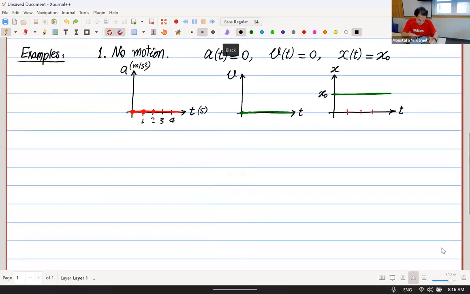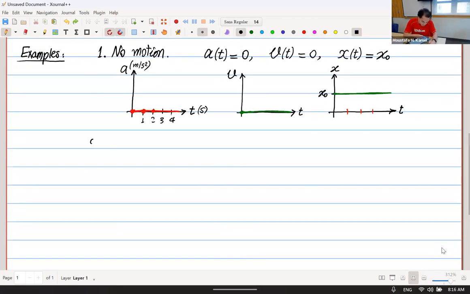Let's make it a little more interesting by allowing motion but without acceleration. So let's say we're moving with constant velocity. Okay. So motion with constant velocity, which means acceleration at any moment of time is equal to 0.